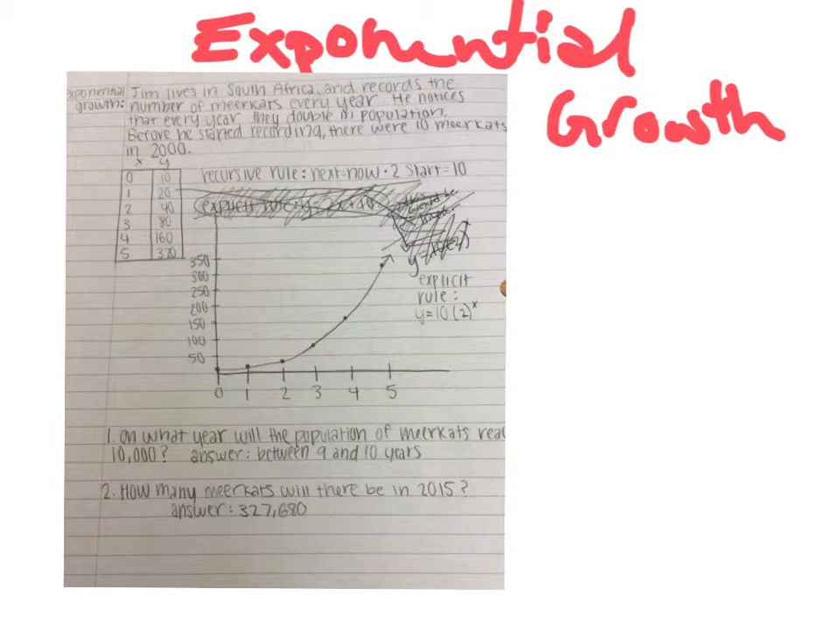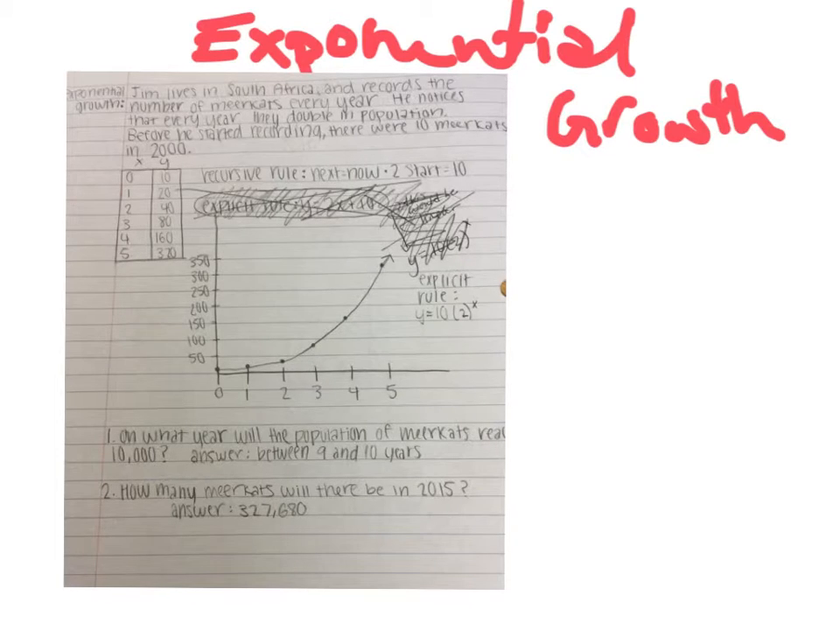The answer is between 9 and 10 years, because if you enter the explicit formula into y equals and go to second graph, you can tell which year the population will be 10,000.